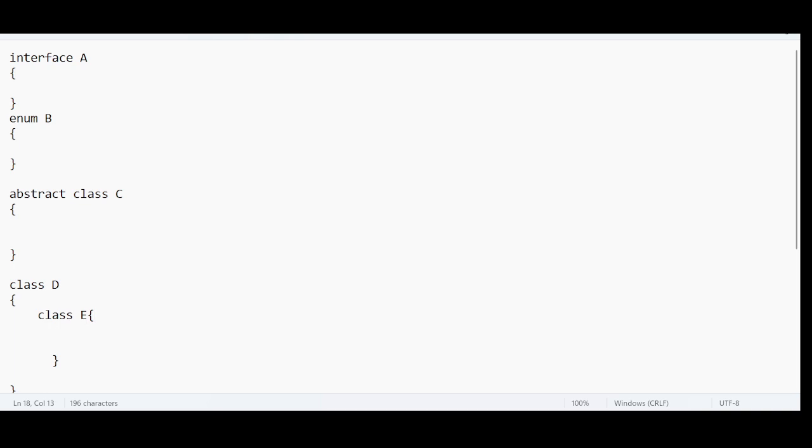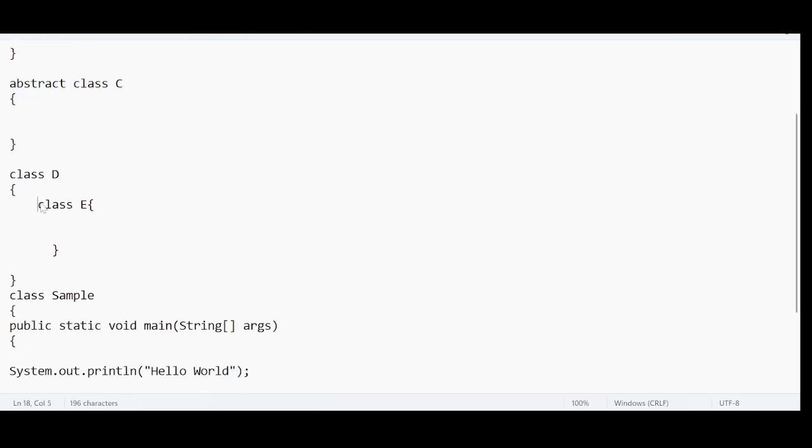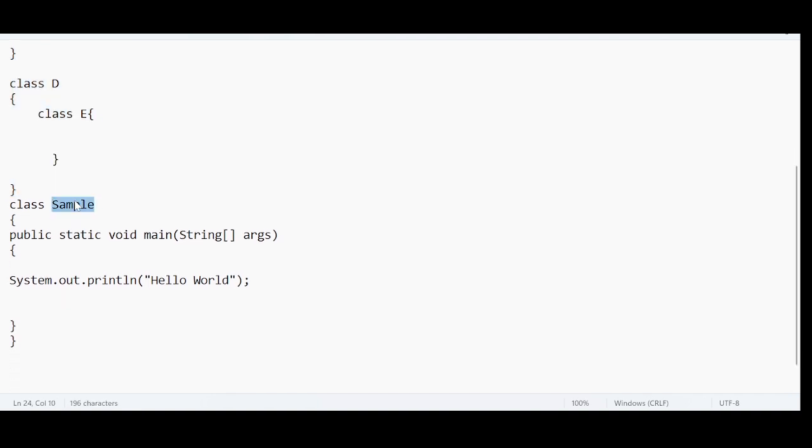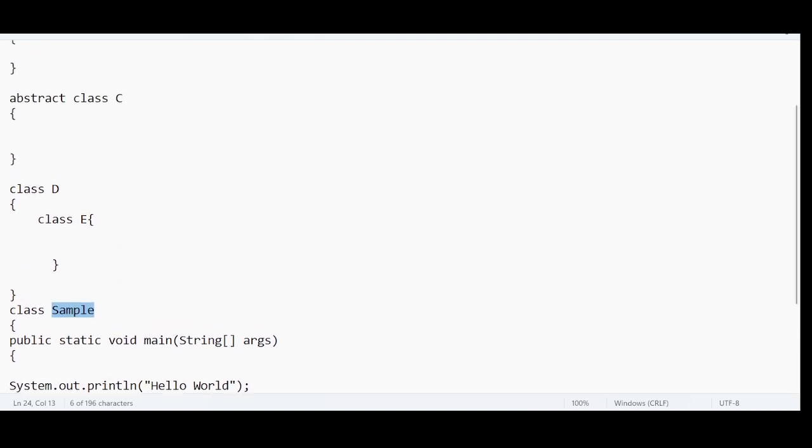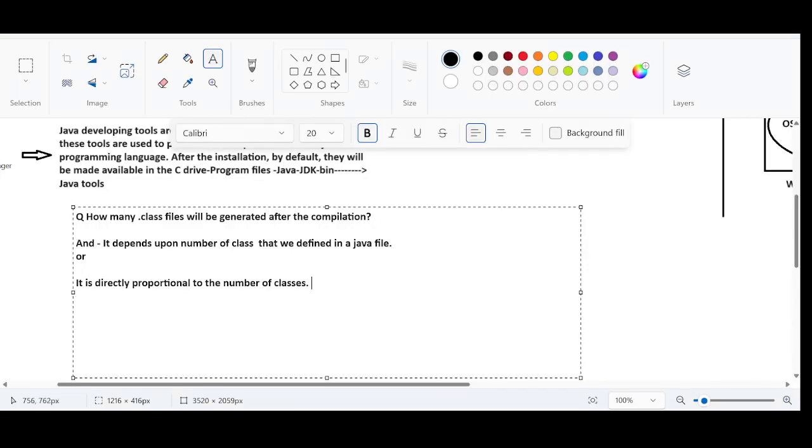Right? So we have for interface one dot class file, second dot class, third dot class, fourth dot class, outer class, fifth dot class, for Sample plus x.class. So this is all about the dot class file. The second question is like this. Question 2.